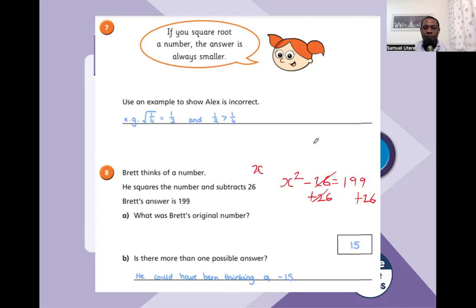199 plus 26 will be 225. So see, 199 plus 26. 9 add 6 is 15, so we write 5, we carry 1. 9 add 2 is 11, plus the 1 we carried is 12. So we write 2, we carry 1. And that 1 is there. So 225. We now have x squared is equal to 225.